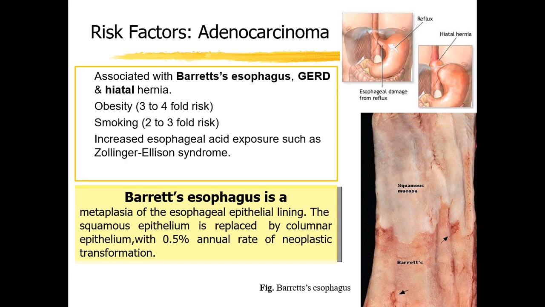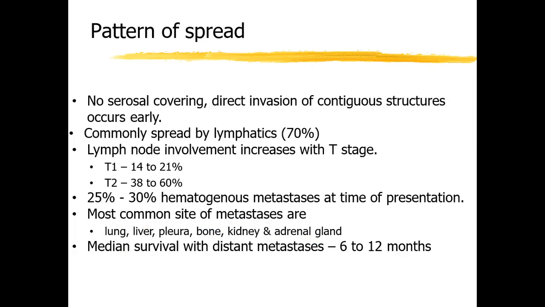Now in this X-ray you can see there is a difference between the look of the normal esophageal mucosa and the Barrett's esophagus. So it's a metaplasia of the esophageal epithelial lining. The squamous epithelium is replaced by columnar epithelium with 0.5% annual rate of neoplastic transformation. That's why we say it is a pre-malignant condition, and you see in MCQ it comes.